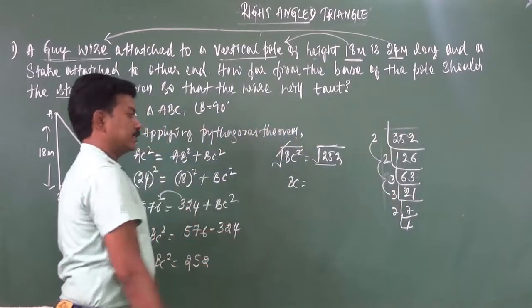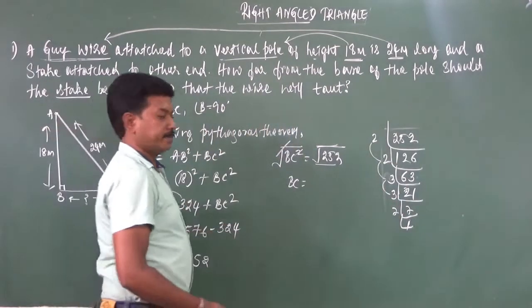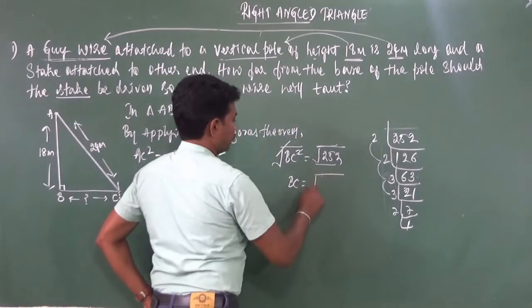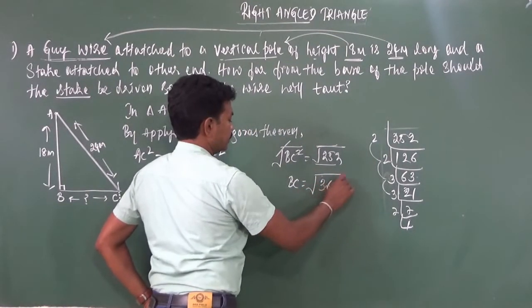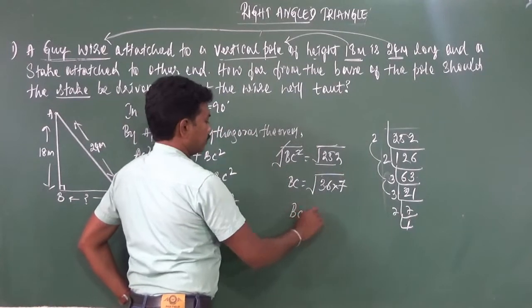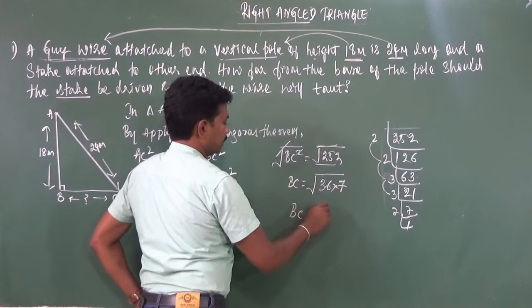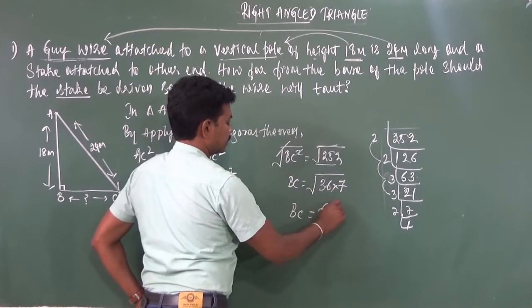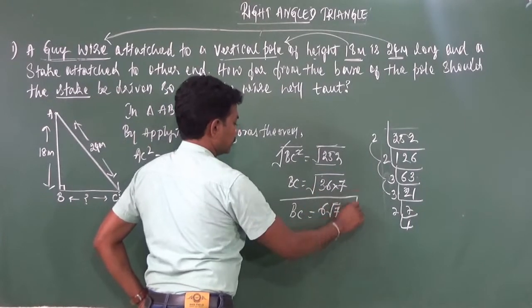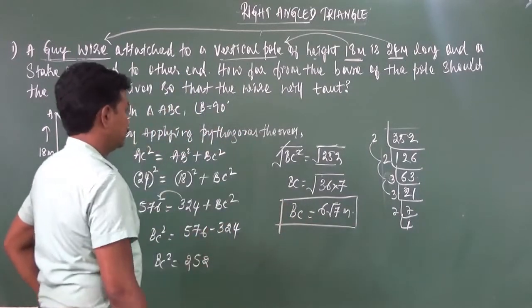Why did I take 36 into 7? Because 36 is a perfect square there. So 252 can be written as 36 into 7. So BC is equal to, when you take 36 outside the square root, it becomes the square root of 36, that is 6 root 7 meters. So the length of BC is 6 root 7 meters.